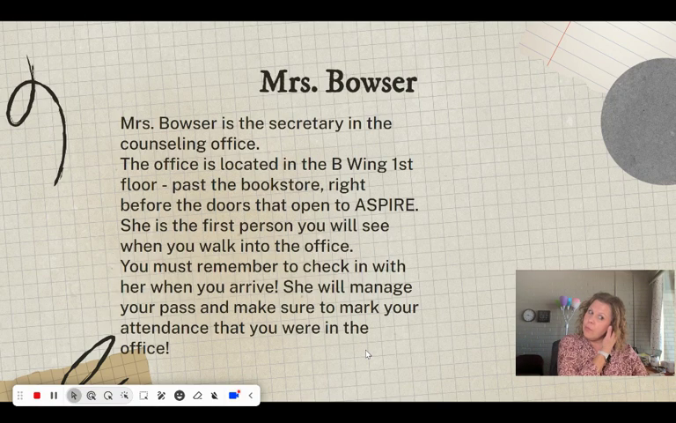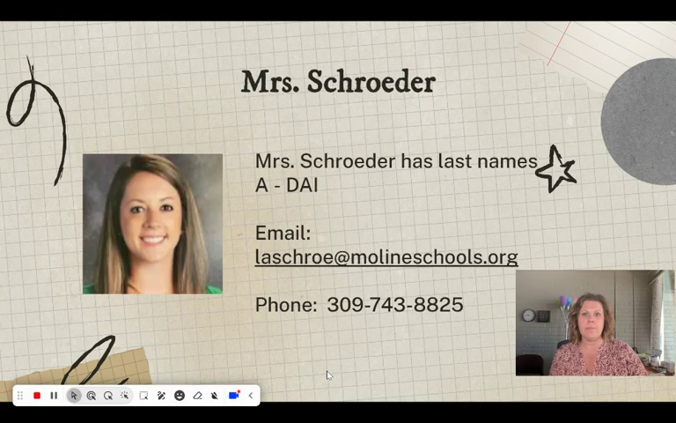So here we go. First, we're going to start off with Mrs. Bowser. She is our secretary. The office is located in the B wing, first floor, past the bookstore. Mrs. Bowser is the first person that you're going to see when you get there, and you need to make sure that you check in with her so that we can account for you being in the counselor's office. Now, you will have Mrs. Schrader if your last name starts with an A through DAI. There is her email and her phone number.